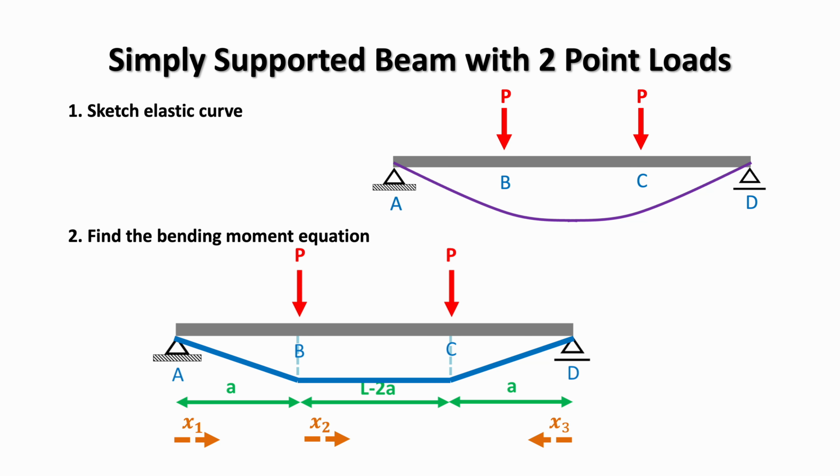In each region, we'll introduce local coordinates. In Region 1, coordinate x1 is measured from support A towards B. In Region 2, coordinate x2 is measured from point B towards C. And in Region 3, coordinate x3 is measured from the right-hand support D back towards C. The distances shown reflect this, with Region 1 and Region 3 each having a length of a, and the middle region having a length of L minus 2a. These local coordinates will be used to write the bending moment expressions in each region before we apply the double integration method.